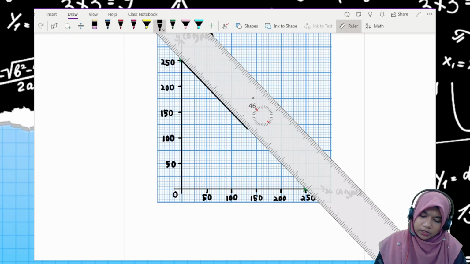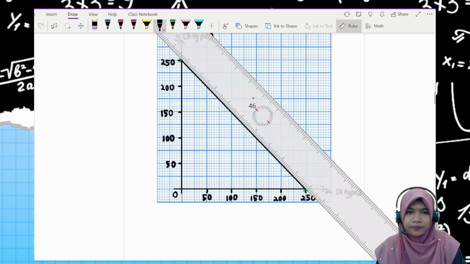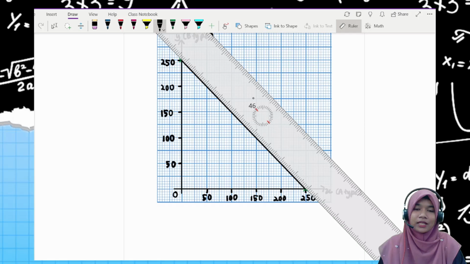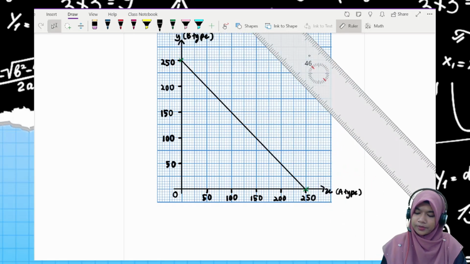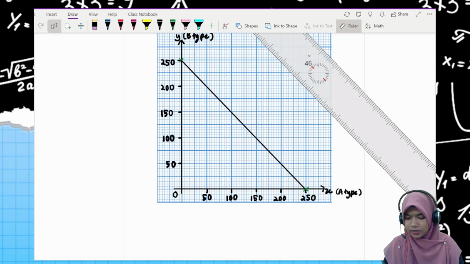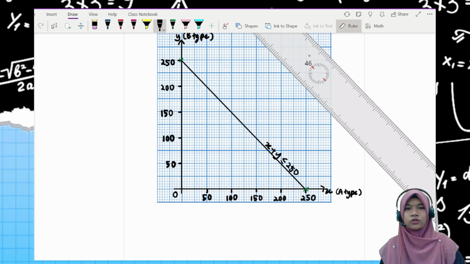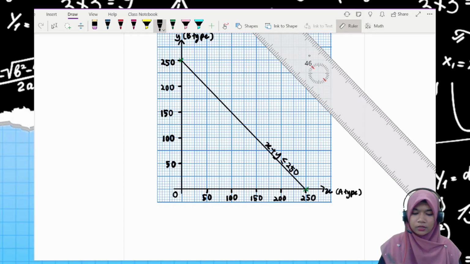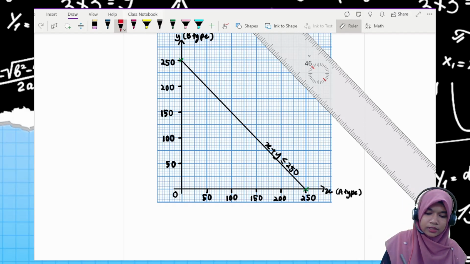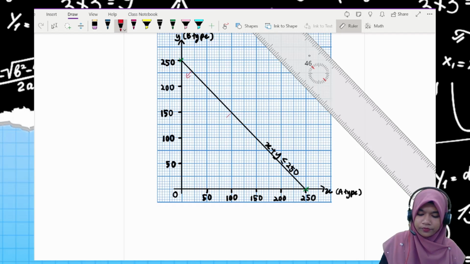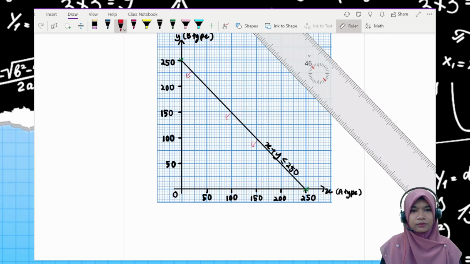The line that you have to use is a solid line. Why a solid line? Because it has the equal symbol. So this one is for x plus y less than or equal to 250. Which region will it involve? It will involve the region below the graph, because x plus y is less than 250.